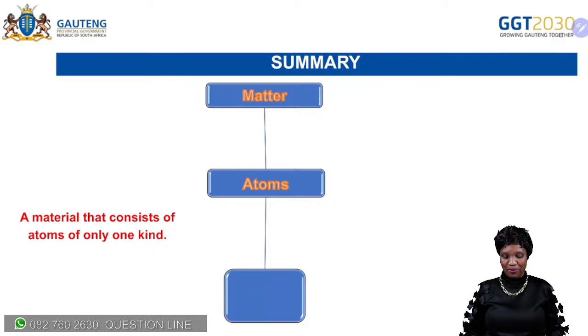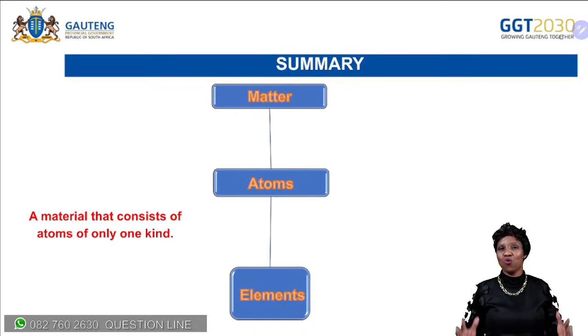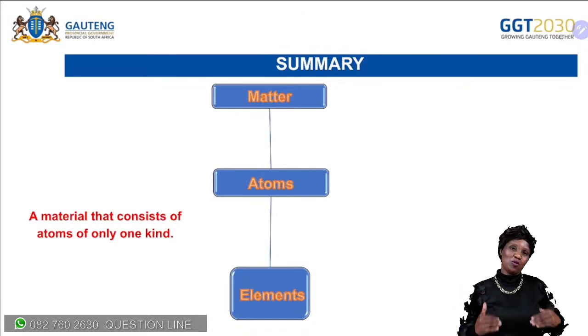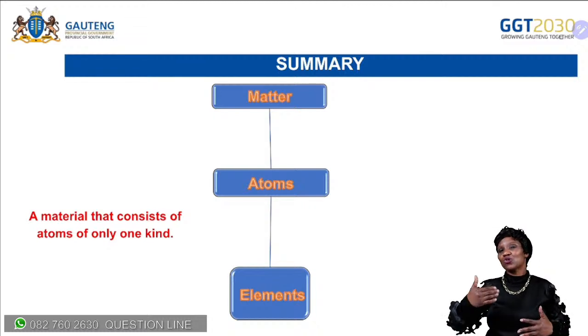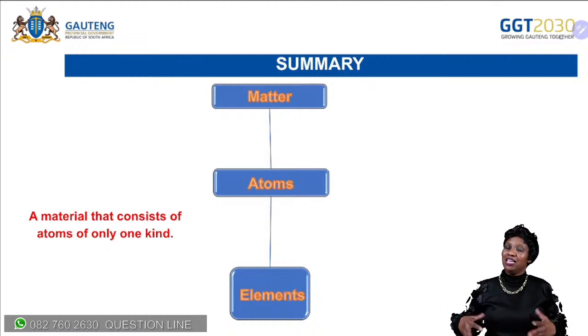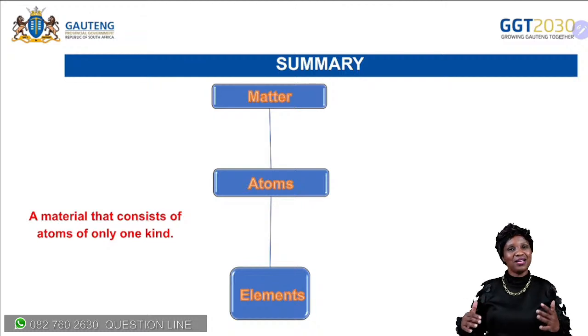All right. And then we find the elements on the periodic table of elements. All the known elements in the world are in the periodic table of elements, but there's still room for discovery. If we discover other elements, they are added on the periodic table of elements. Do you get that?